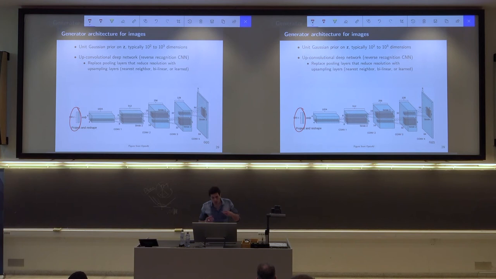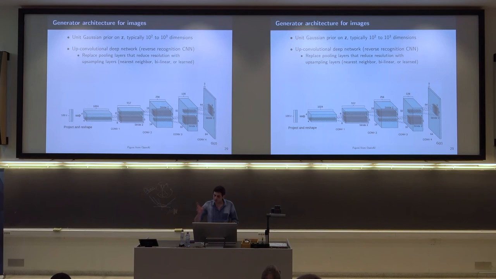So instead of pooling operations, you will have operations that increase the resolution of the image. You could do this with nearest neighbor upsampling, bilinear interpolation, or you could even learn an operation that upsamples. But the idea is that you have to increase the resolution of the image. That's what happens in between each of these blocks. And then these blocks are just convolutions, very similar to what we saw before. Normal convolutions, they don't change the spatial resolution of the image. So, very similar to the discriminator, but symmetric.